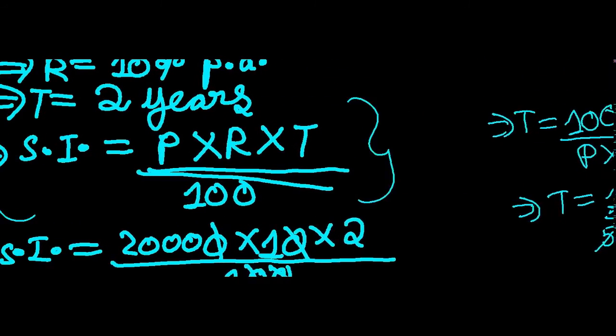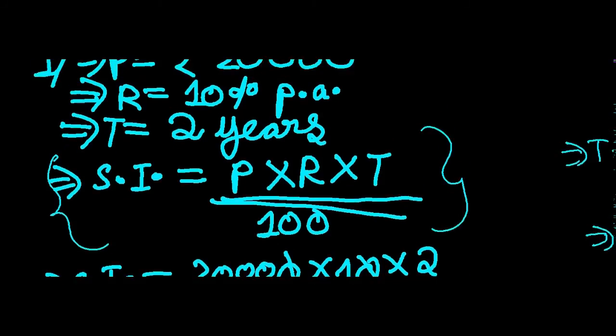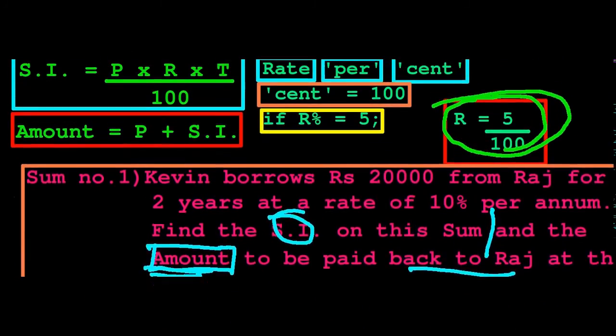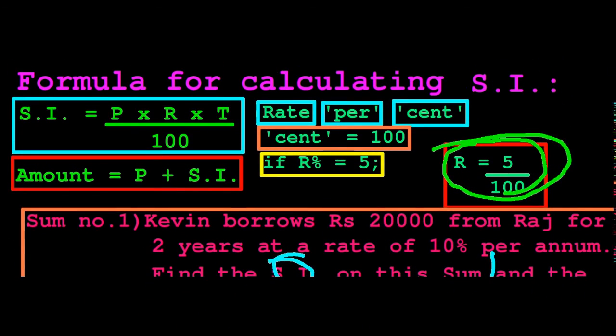Friends, let me tell you something. The formula for SI, which is P into R into T, and the formula for amount, which is P plus SI or SI plus P, as you call it, these two formulae will be given on my blog, on N1 Into Tutorials blog, or on its website.